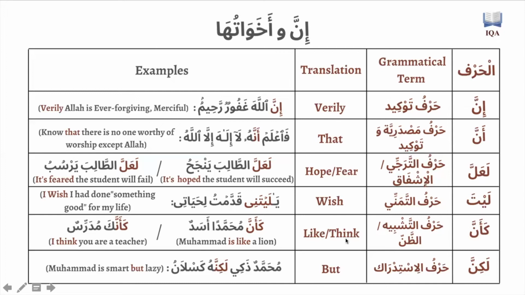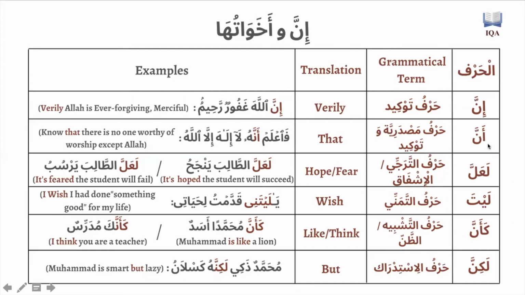Now كأن can mean like or think depending on the context. So I say for example كأن محمدا أسد. Muhammad is like a lion. But if I say كأنك مدرس, this could mean I think you're a teacher. So كأن based on the context, just like لعل, can mean like or think. And then the final sister of inna is لكن, which means but. محمد ذكي. Muhammad is smart. لكنه كسلان. But he is lazy. Or but lazy, if you will. So لكن is translated as but.